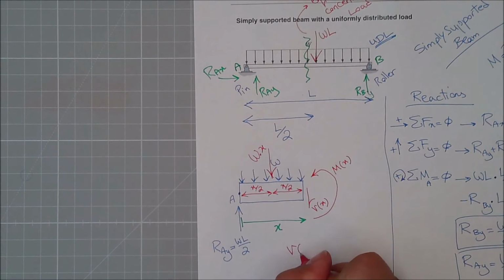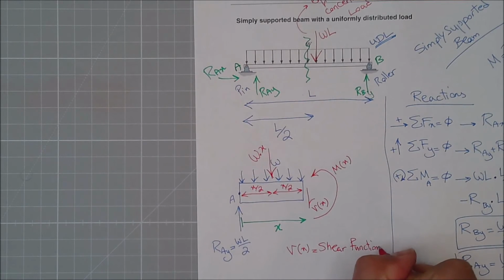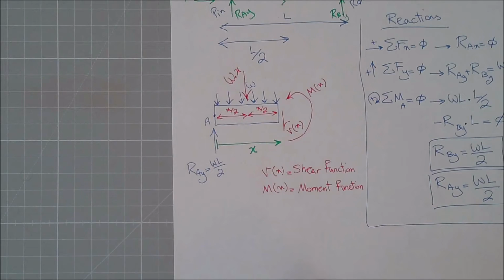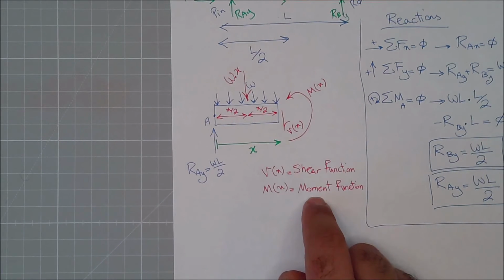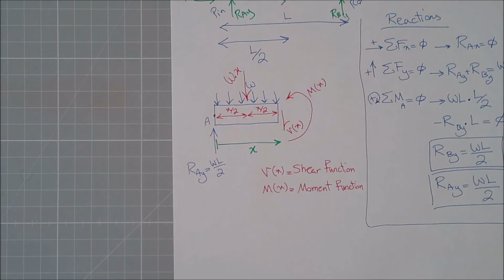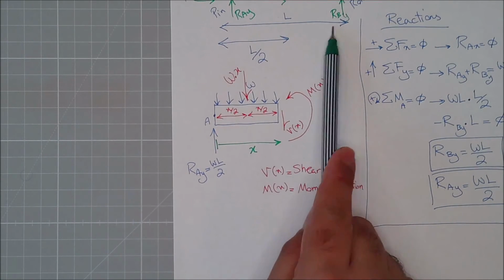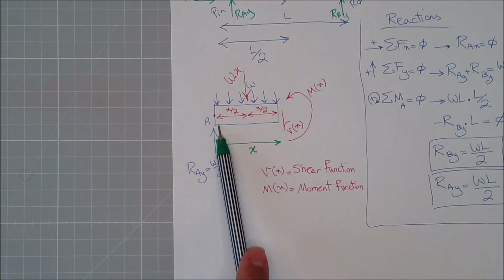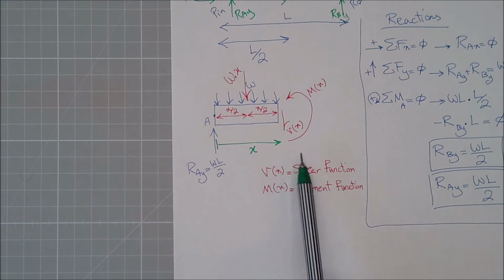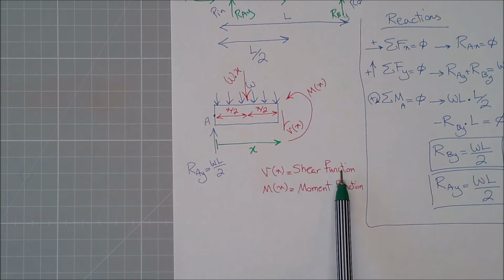So V(x) is the shear function, and M(x) is the moment function. And you all know that any graph that we draw is drawn by a function. So if I can calculate this shear function and this moment function, I give different values of x, which can be, if my whole length is L, 0.1L, 0.2L, 0.3L, I can put it in these functions and calculate the shear and the moment, and I can draw it.